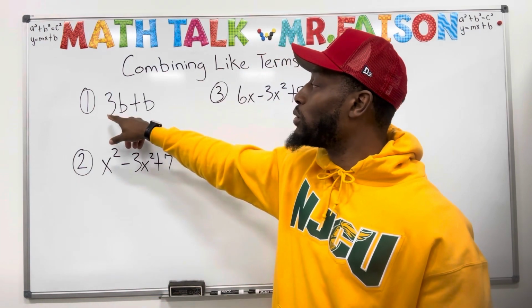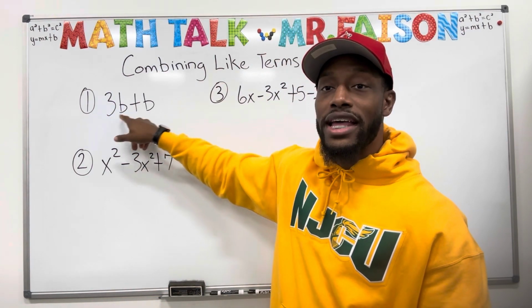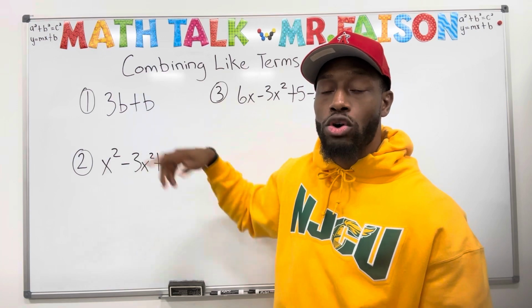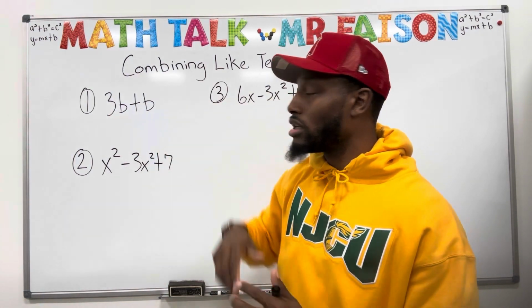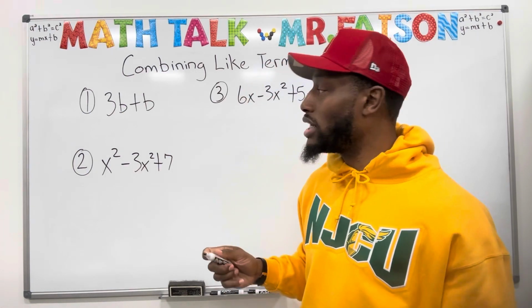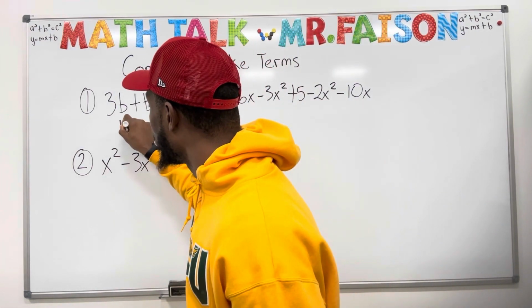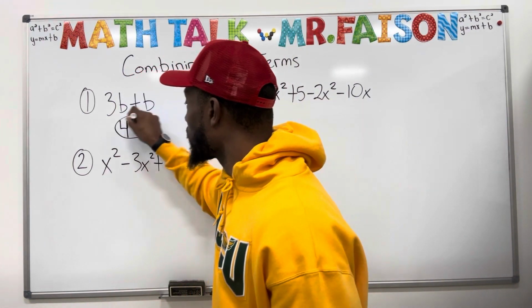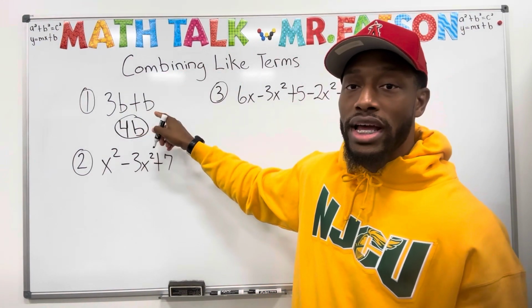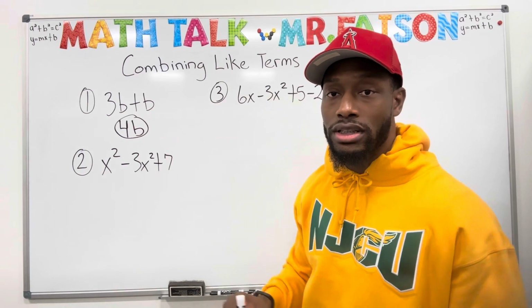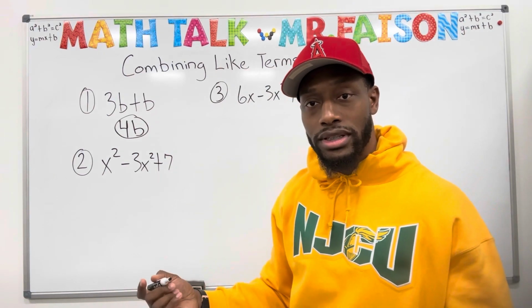Right? So what I'm going to do is, all I do is add the coefficients, right? On like terms. If the terms are alike, I just add the coefficients. So with this one right here, what I'm looking at is, this is going to be 4b, okay? So I don't change the variables or the exponents, I just add the coefficients, okay? So I just add the big numbers.